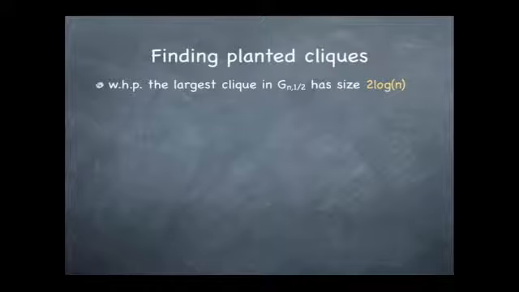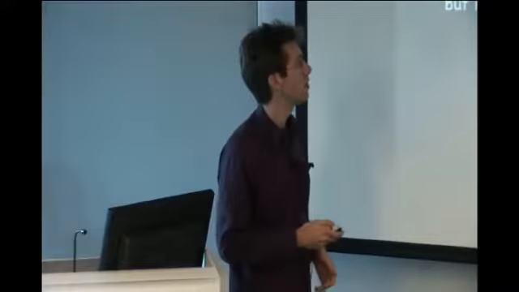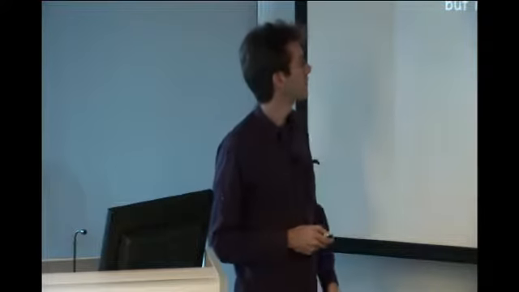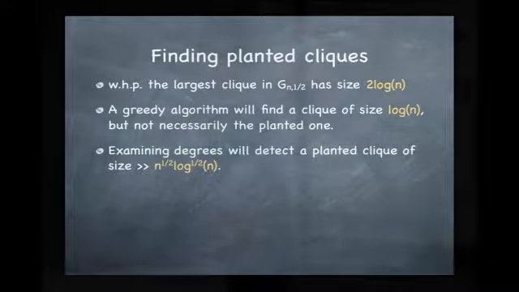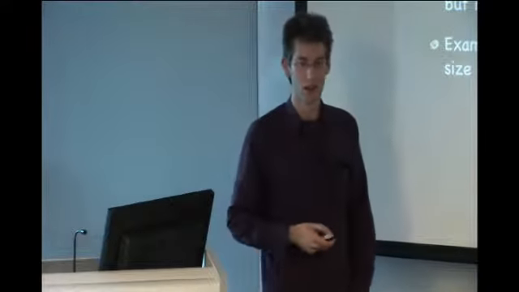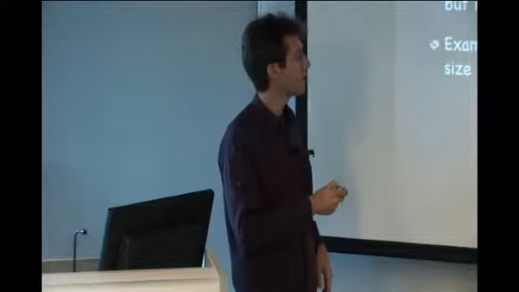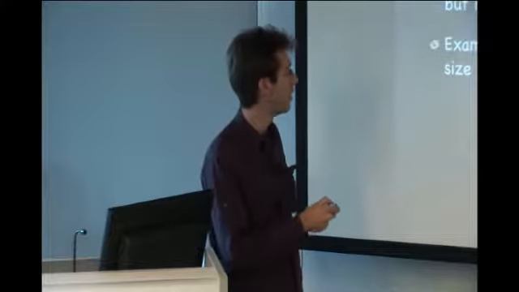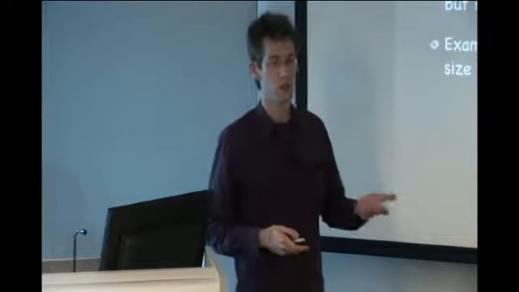Well, the largest clique, if there's nothing planted, will be size 2 log n. This G(n,1/2) means half the edges are randomly present. If you just start picking the highest degree vertex and choosing its neighbors, you get a clique of size log n. If you plant a really big clique, like I did, then you should be able to find it by just examining degrees. The degrees have standard deviation of root n. So if the clique size is this much bigger, then just by looking at the degree distribution, it'll be very noticeable.